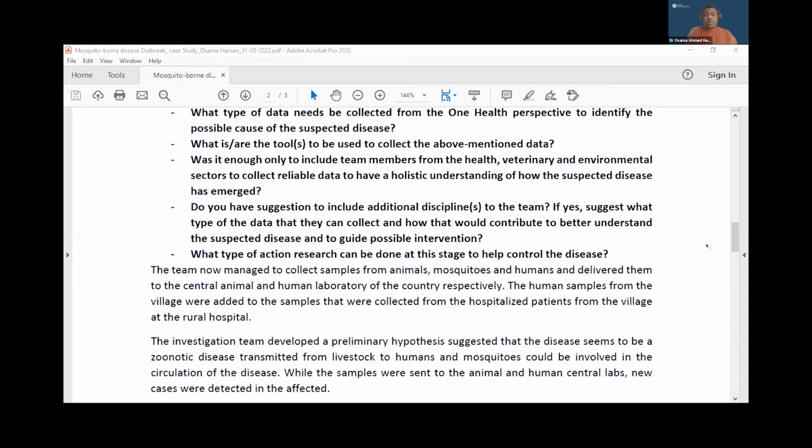They can conduct action research here, because the human behaviors can change significantly during the outbreak. So they can manage that, and they can learn from that.